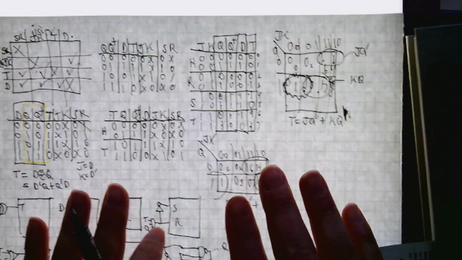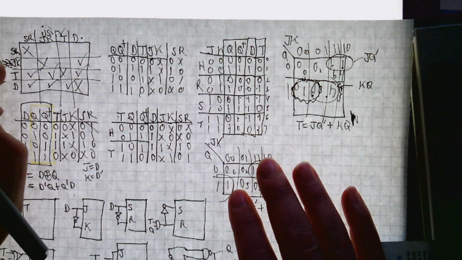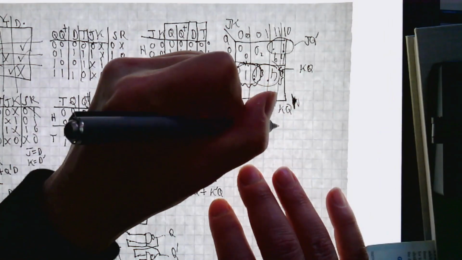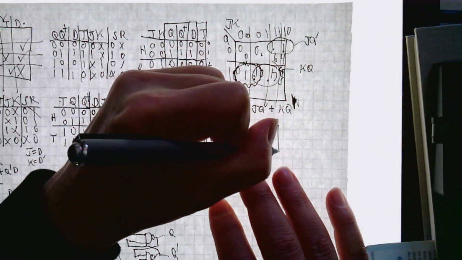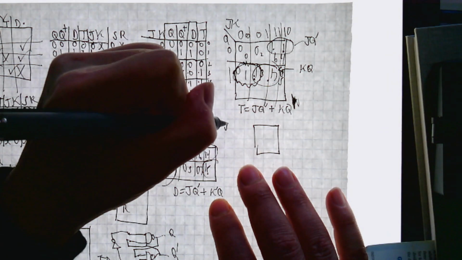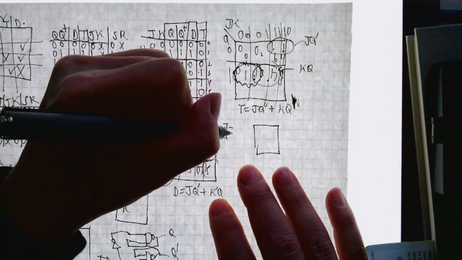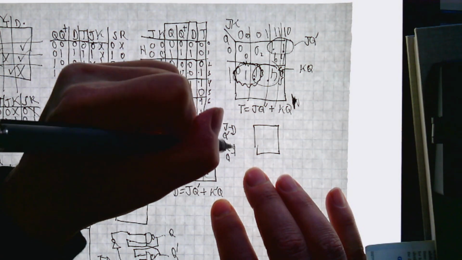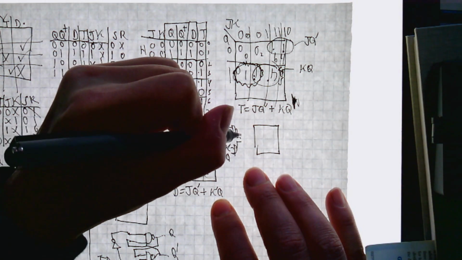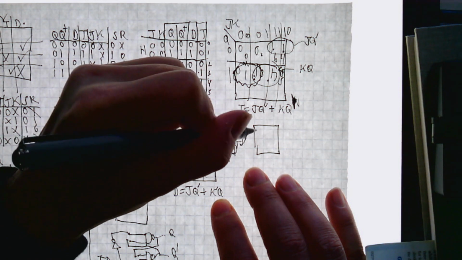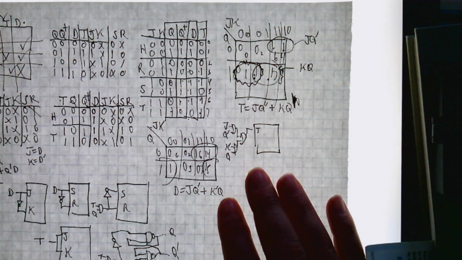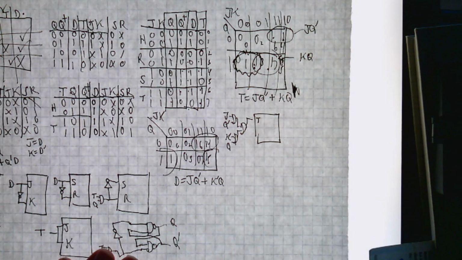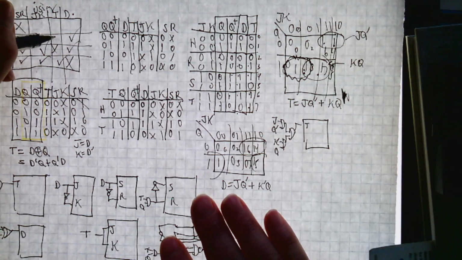So now if I wanted to go back, I want to find a JK using a T. So here comes the T. Here's J, Q prime, goes into an AND gate. KQ goes into an AND gate. The whole thing goes into an OR gate. This goes into a T. And that is how you implement a JK flip-flop using a toggle flip-flop. And so that gives me another checkbox.